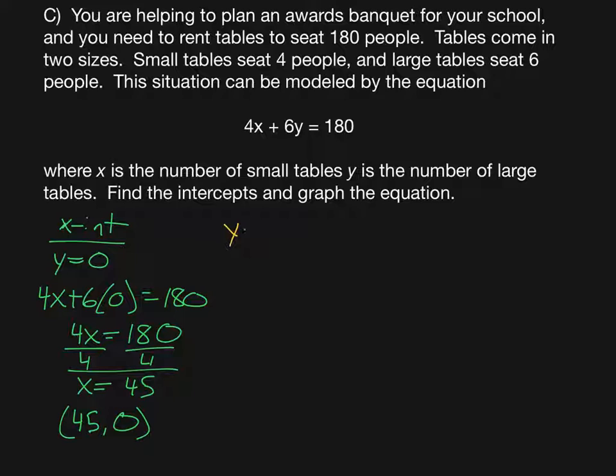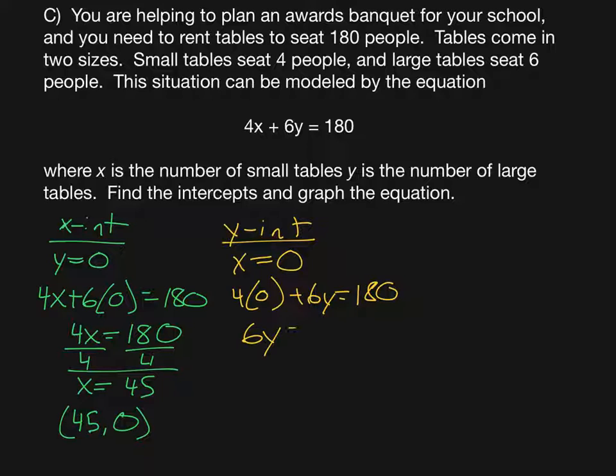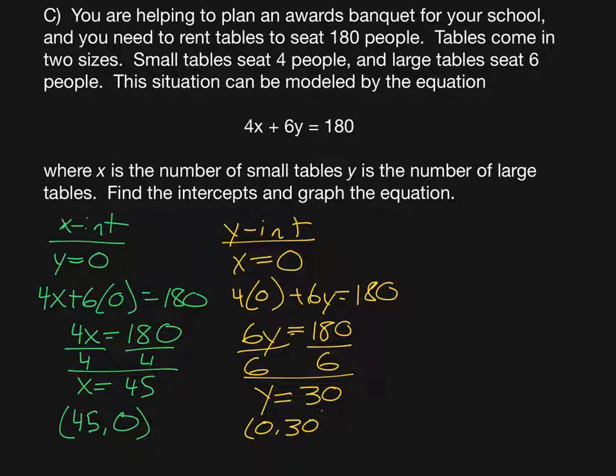Let's do the same thing for y. We know x equals 0 at the y-intercept, so 4 times 0 + 6y = 180. 4 times 0 is 0. That leaves us with 6y = 180. And we will divide by 6. y = 30. So our y-intercept is (0, 30). All right, now let's graph this.